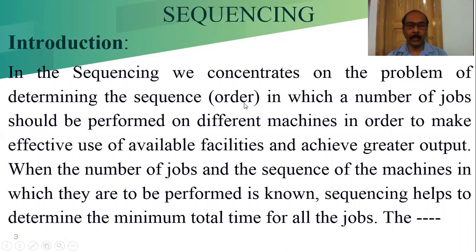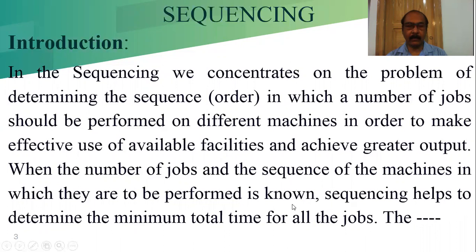That means arranging the order of the jobs which are processed through the machines, in which a number of jobs should be performed on different machines in order to make effective use of available facilities and achieve greater output. When the number of jobs and the sequence of the machines in which they are to be performed is known, sequencing helps to determine the minimum total time to complete the jobs.